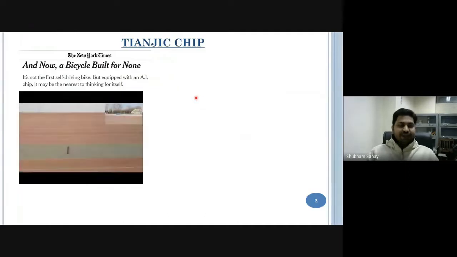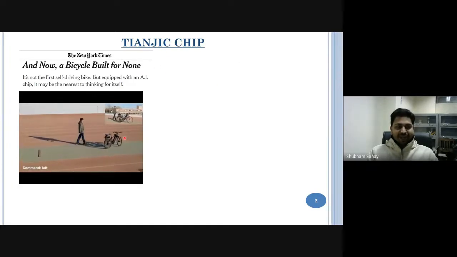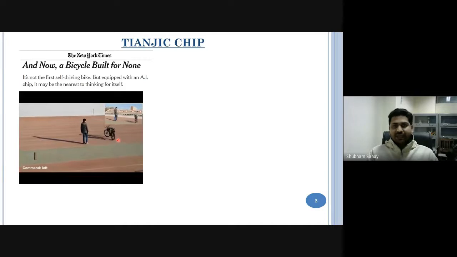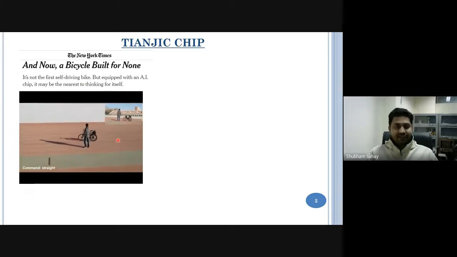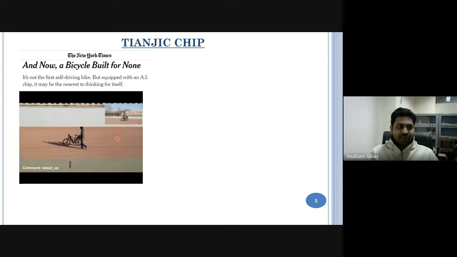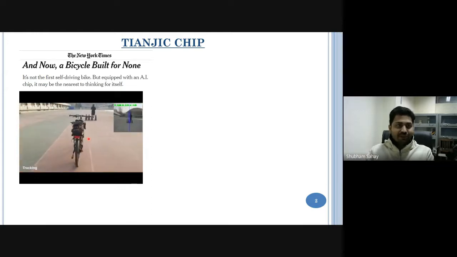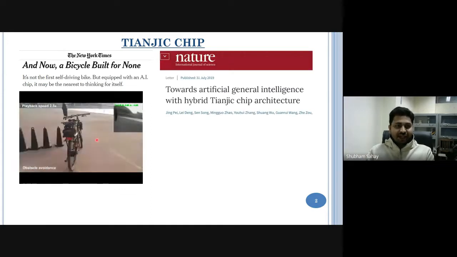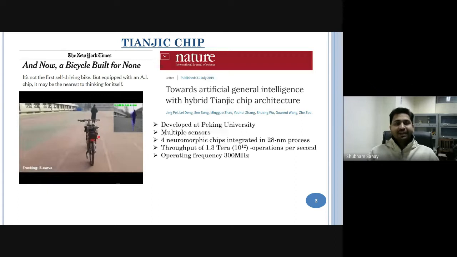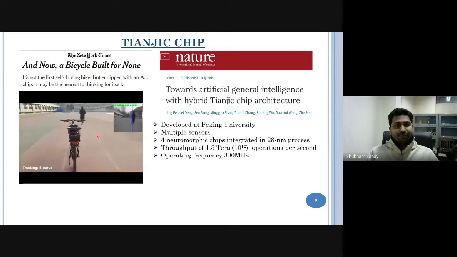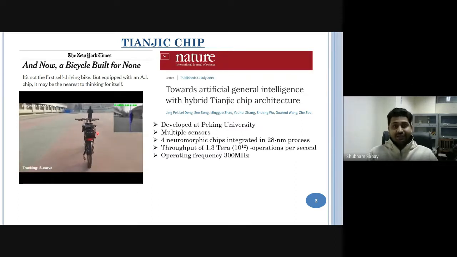To start with, let me give you an example of this automated bicycle, which is embedded with this Tianjic chip. This bicycle can balance on its own. It can listen to your voice commands. It can turn left, turn right as you say it to do. It can even follow you when you run. This is not a scene from a sci-fi movie, but a video from Peking University, which developed this Tianjic chip. It has 4 chips enabling 4 different neuromorphic networks, and with that, you can see that it is able to do wonderful tasks, right?